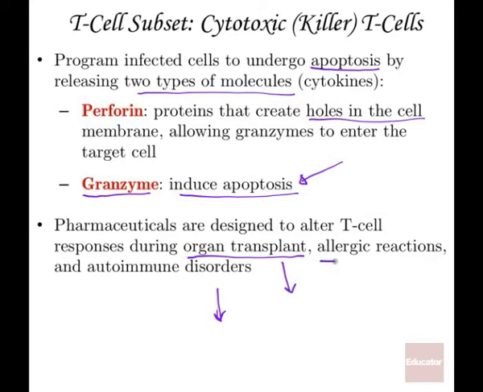We also use these pharmaceuticals for allergic reactions to antigens like pollens or food, peanuts, or bee stings, and also various autoimmune disorders. Now, we're going to have a separate in-depth discussion about that, but it's important to also mention it here because the T cell response can actually also be maladaptive.